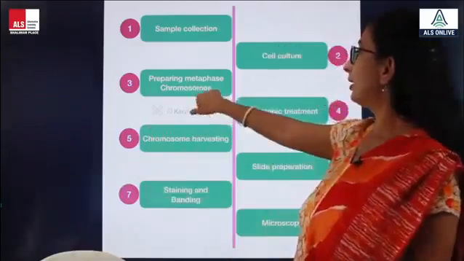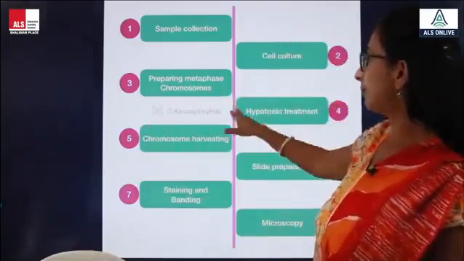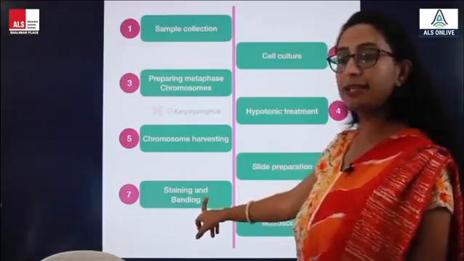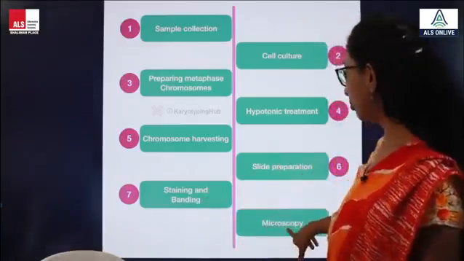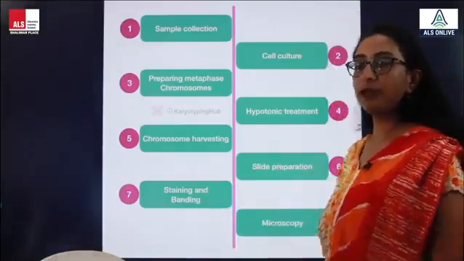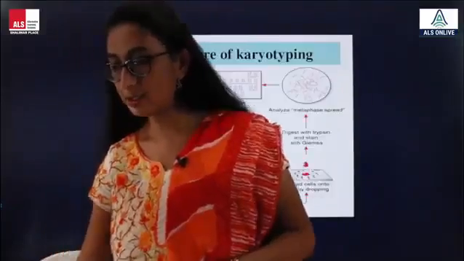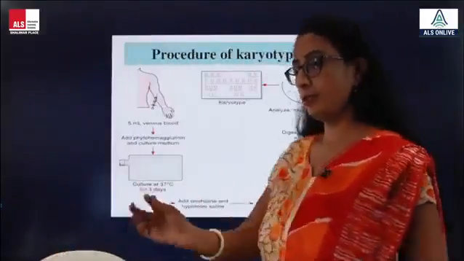So we will be preparing the metaphase chromosomes, then some treatments, and then we'll stain it using staining agents. Then we will observe it under the microscope. Fine. So this is how karyotyping is done. So this is another picture of karyotyping.